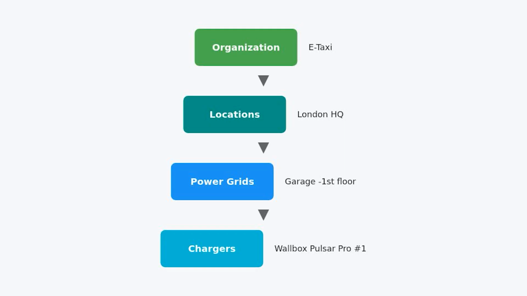In summary, the SmartCharge hierarchy is: organization, location, power grid, charger. This flexible structure allows SmartCharge to scale from a single charging station to large multi-site charging networks, while keeping management simple and organized.